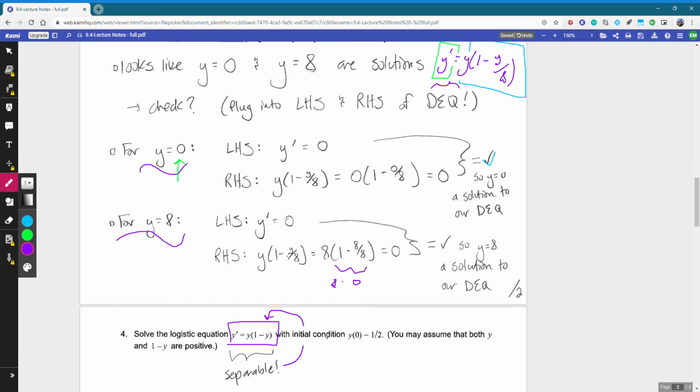And so we know how to find a family of solutions to a separable differential equation, and we also know how to figure out which member of that family satisfies an initial condition. And this problem is about putting that to work.